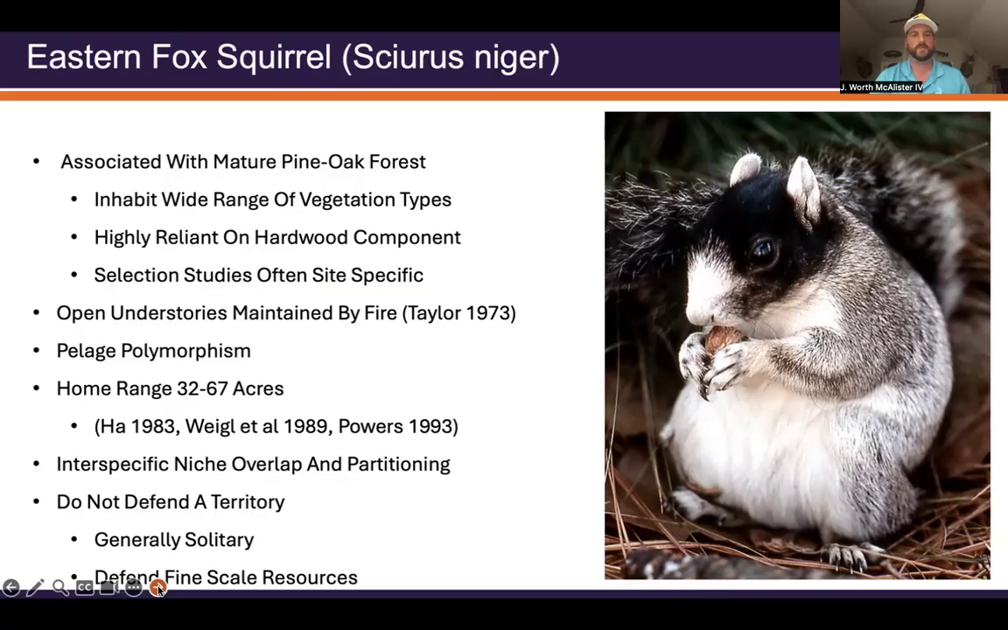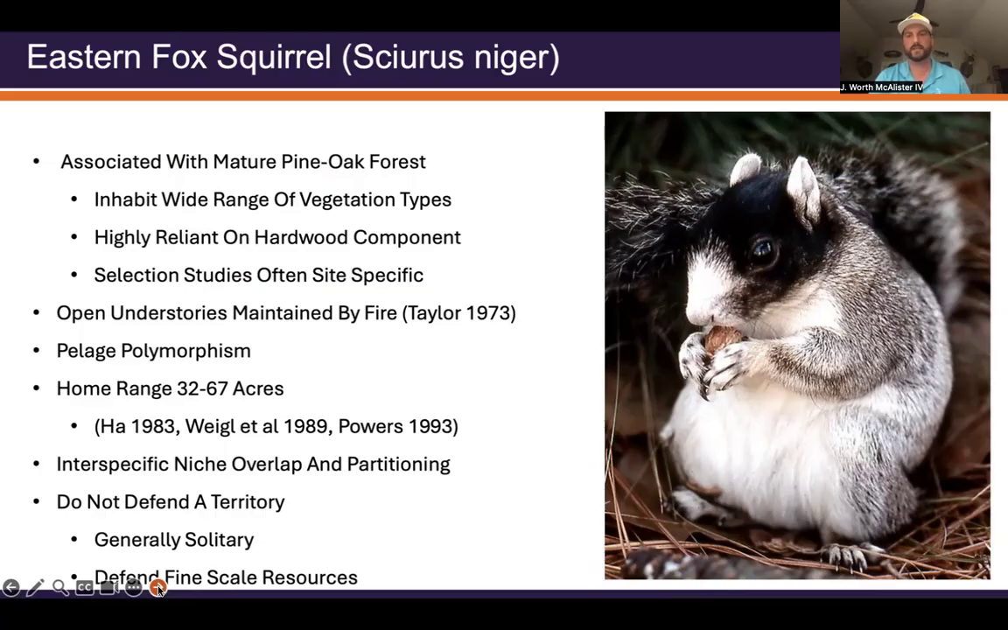They're an interesting species because they show a high degree of pelage polymorphism, and their home range has been documented numerous times. They have interspecific niche overlap and partitioning with the gray squirrel. That can be mutualistic. It's been shown they don't defend a territory specifically, but they do generally show solidarity compared to the gray squirrel, and of course they defend fine scale resources such as nest locations and food resources.